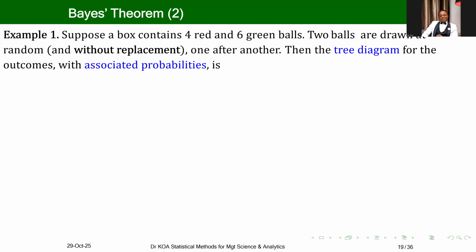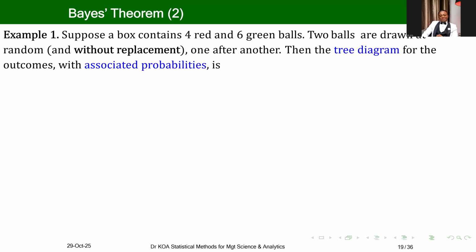Suppose you have a box and this box contains 4 red balls and 6 green balls. Let's use R for the red and G for green. So what is the total number of balls here? 10 balls. Keep that in mind. We select 2 balls at random without replacement, one after the other.